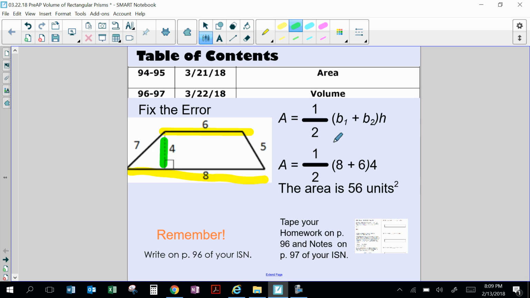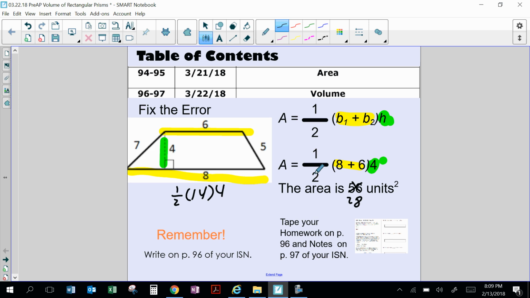So let's look at this. The bases are b1 plus b2, so 6 plus 8, which is like 8 plus 6. Okay, so far so good. The height is 4. I don't really see any issues here. Maybe the math is wrong. Half, so 8 plus 6 is 14. So half of 14 and 4. What's half of 14? 7. 7 times 4 is 28. Oh, I see the error. They forgot to do half. They did 14 times 4 is 56. They forgot to do half of it.